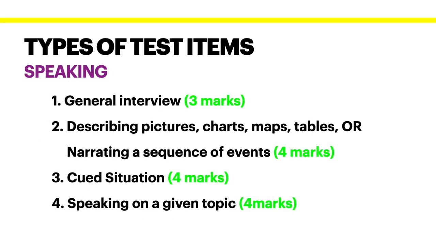And in a speaking test, you undergo these questions. General interview carries 3 marks. You have to introduce yourself, give your introduction. Second one is describing pictures, charts, maps, tables, or narrating a sequence of events. It carries 4 marks. Cue situation, 4 marks. You'll be given a situation and you have to create a dialogue over there. You might have to talk to the instructor. You might have to talk to the examiner. Speaking on a given topic, 4 marks.